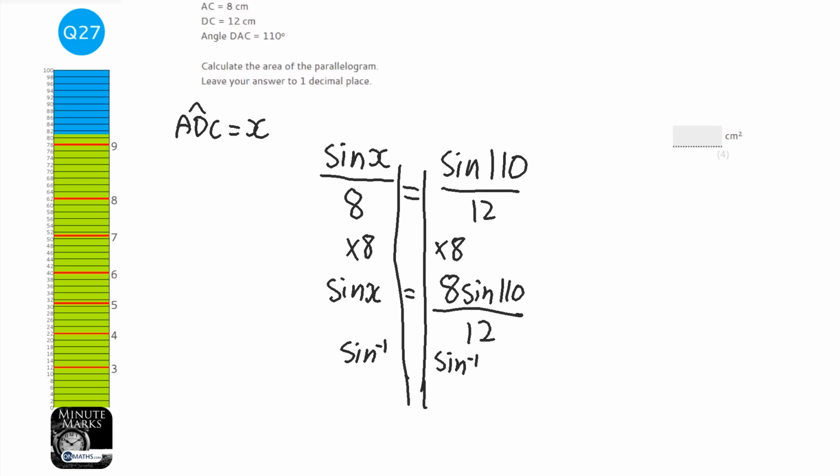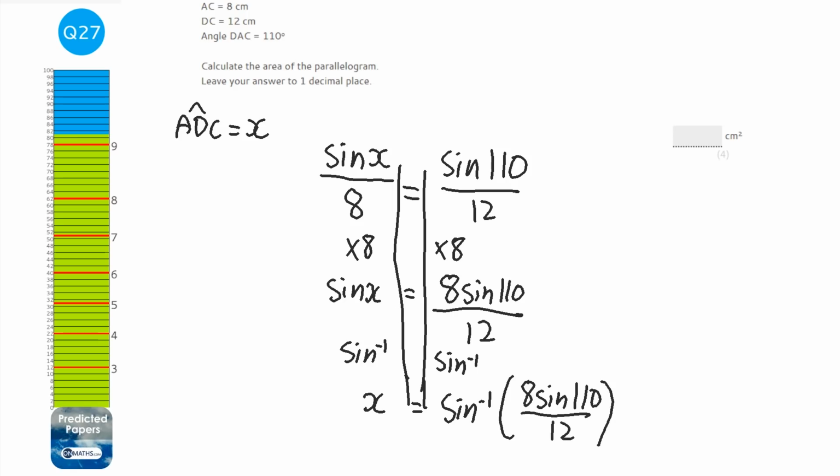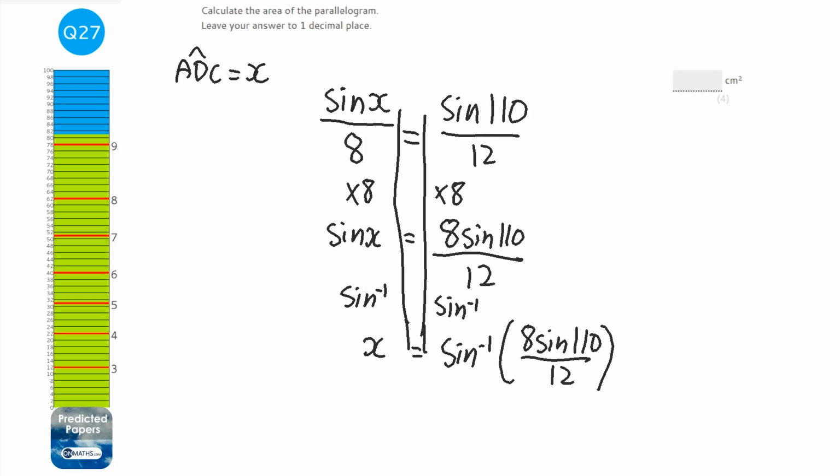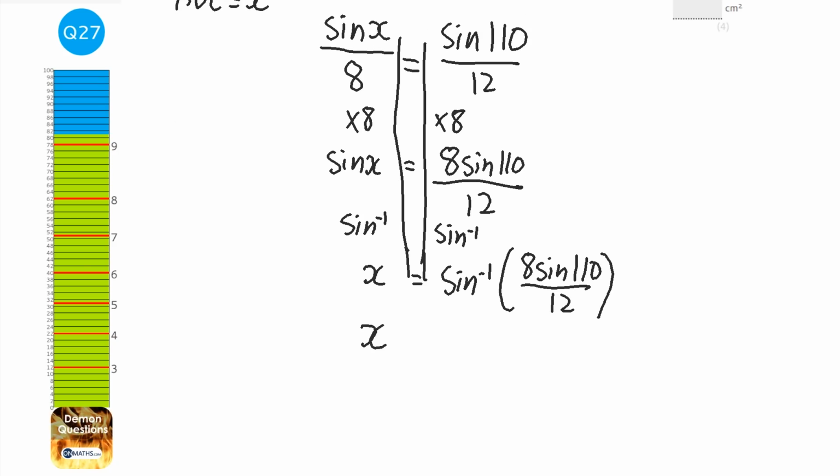Scroll down a bit more. So X is going to be the inverse sine of 8 sine 110 over 12. So let's get my calculator. So inverse sine, fraction button, 8 sine 110, close the brackets, over 12, and then come out of the fraction, close the brackets.